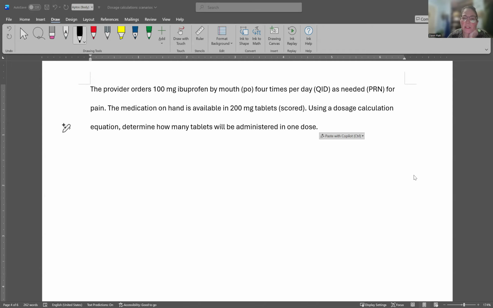Okay, MA students, another scenario here. This one's a little bit different. Same concept though. We're still going to use the same equations, one of the two that you prefer. D over H equals X, B, or A equals D over H times Q.